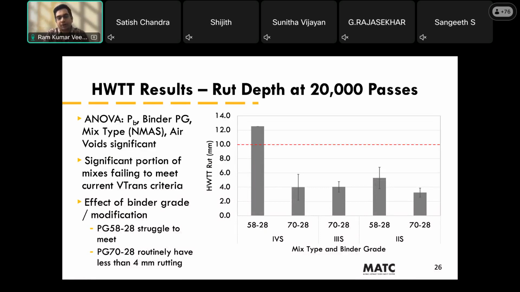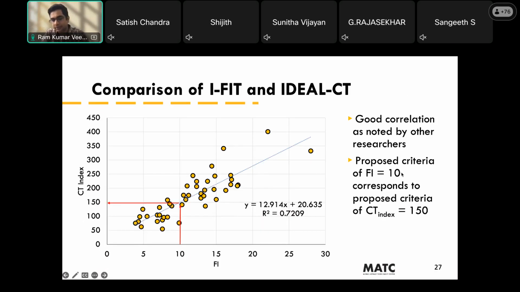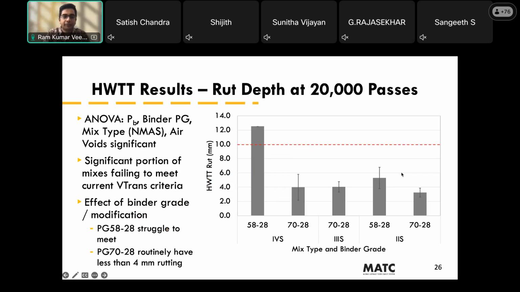So here you see the overall Hamburg wheel tracking results for the different mix types. And here you would see that for the PG, on the x-axis, you would see the different mix types, like the PG type 4S, which is 9.5, 3S to be 12.5, and 2S to be 19 millimeters.